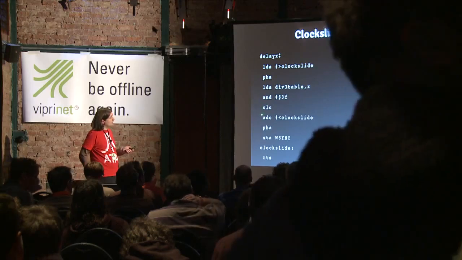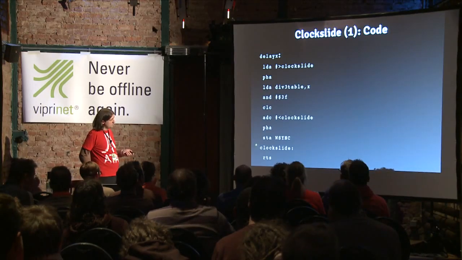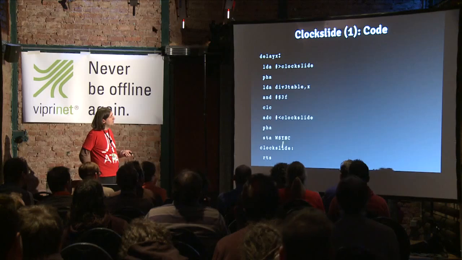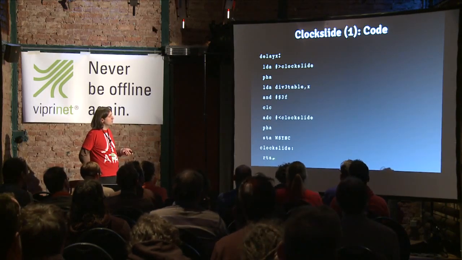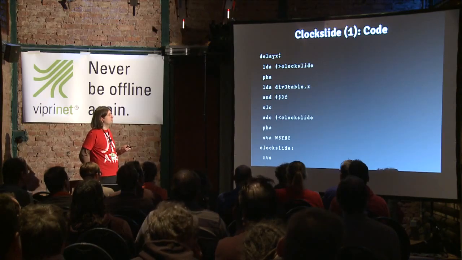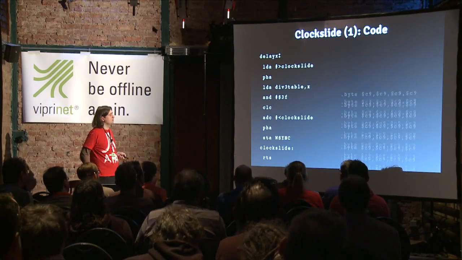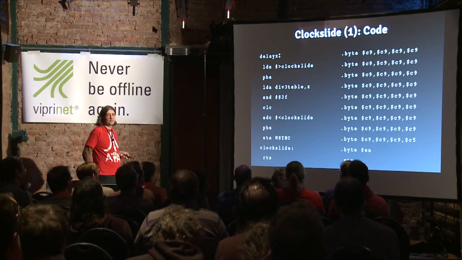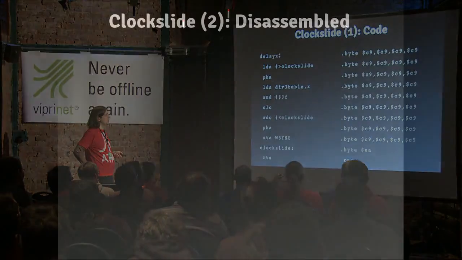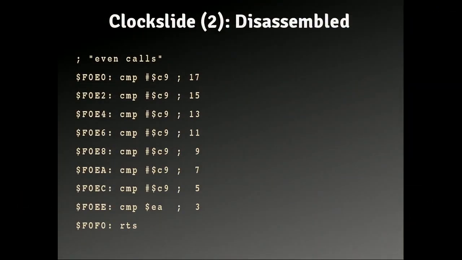And we're going to push it -1, so that the label is 1 off, because when the RTS is executed, it's going to jump 1 bit further. So what does the clock slide by? In the assembler source code, it looks like this. So let's go the other way around and take a look at what the CPU sees.